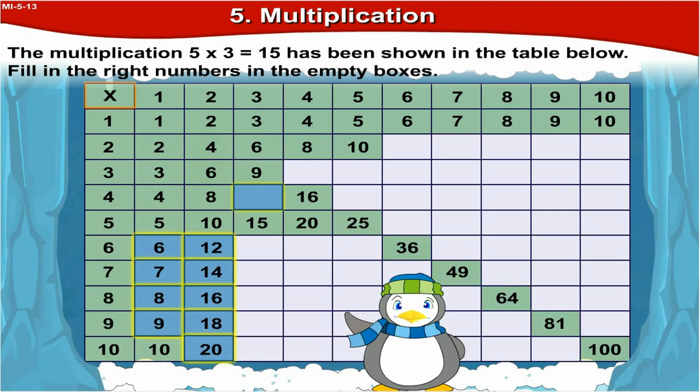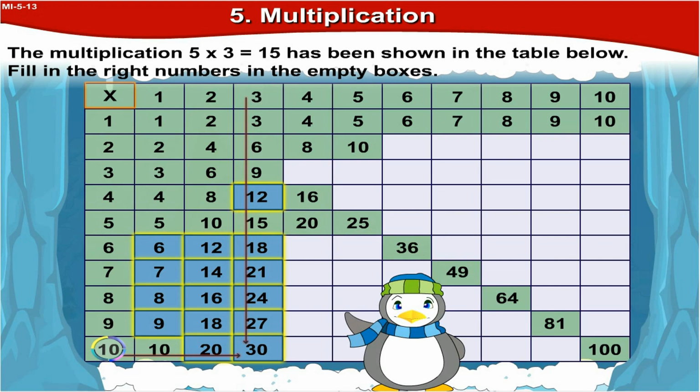Now the next column, we have number 3. 3 multiplied by 4 is 12. So write 12 over here. 3 multiplied by 5 is already given, that it is 15. Now 3 multiplied by 6 is 18. 3 multiplied by 7 is 21. 3 multiplied by 8 is 24. 3 multiplied by 9 is 27. And 3 multiplied by 10 is 30.